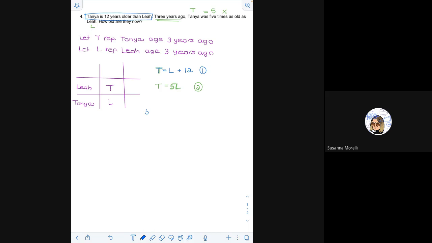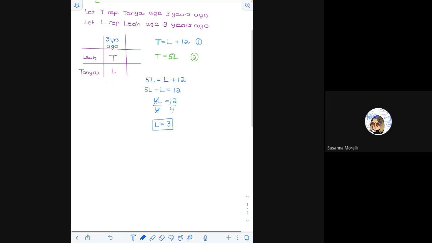So 5L is equal to L plus 12. So 5L minus L is 12. So this is 4L is 12, divided by 4, divided by 4. L is equal to 3. Okay. And remember, L is Leah's age 3 years ago.